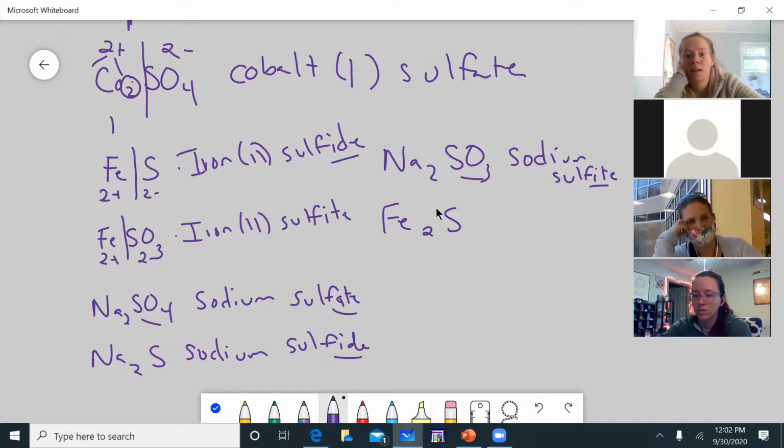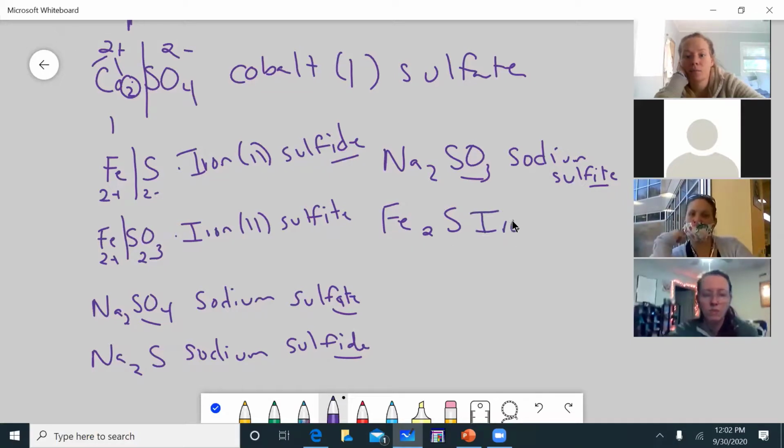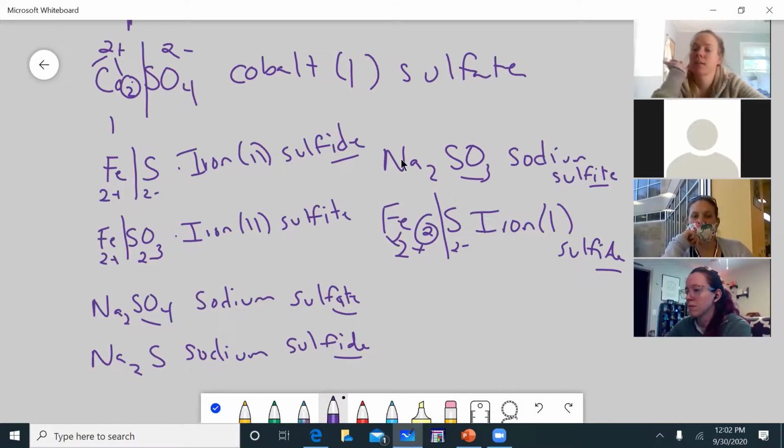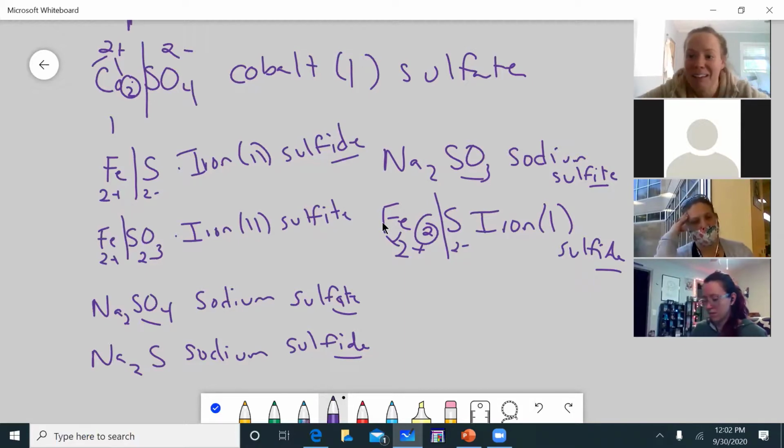Last one here, we've got iron, unpredictable charge, and this is sulfide, IDE. 2 minus charge, 2 plus charge, but there's 2 of them, so iron(I) sulfide. Iron(II) sulfide, iron(II) sulfite. So many little details in there.